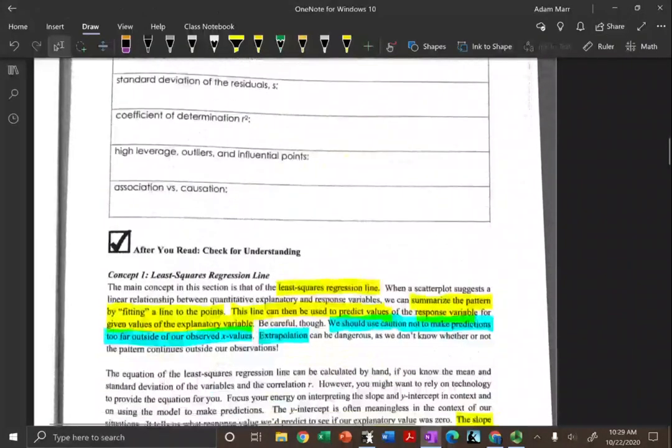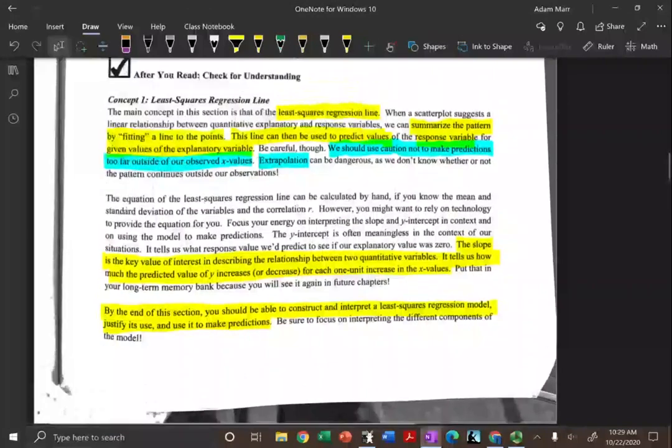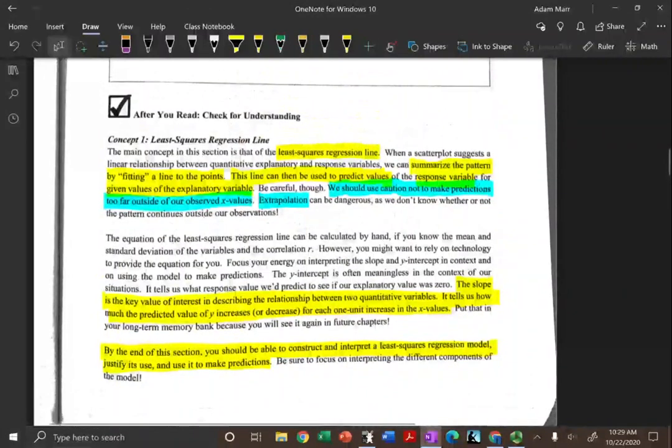I just wanted to go over the first example in 3.2 in the workbook for 3.2. First of all, just going over the key points right here. Obviously, the main point in 3.2 is the least square regression line. This is important for you to read over. I'm just going to go over the main points, though.